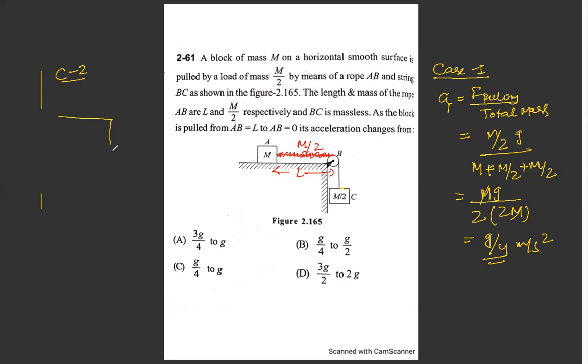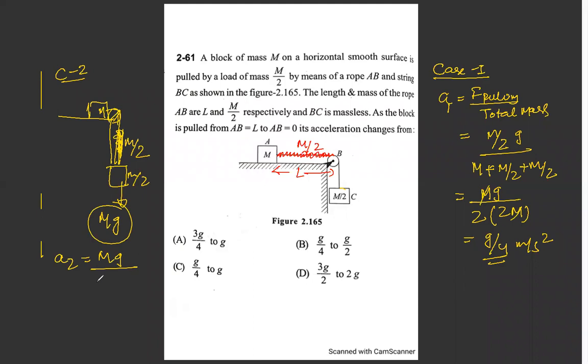Here in this particular case, this part is not a spring actually, this is a thick rope. This is m by 2, and this block is somewhere over here, and this is m by 2. So this time the pulling force is going to change. It is mg now, because m by 2 g plus m by 2 g is mg. So a2 will become the net pulling force, that is mg, divided by how much? Total mass is 2m.